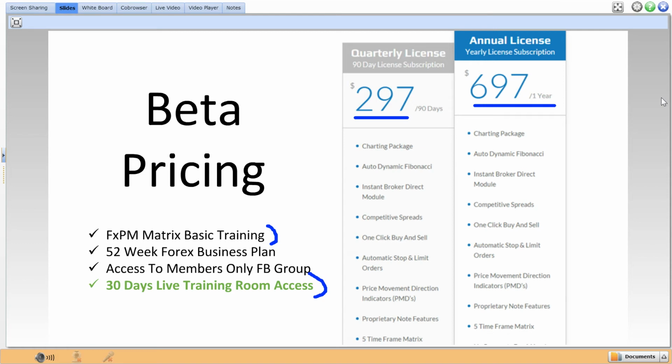It allows you to see more than just the 5-minute chart in a very simple format once you're familiar with what you're looking at. So the training, when you get in there, will cover how the matrix works, all the information that it includes, and how that translates over into the charts.